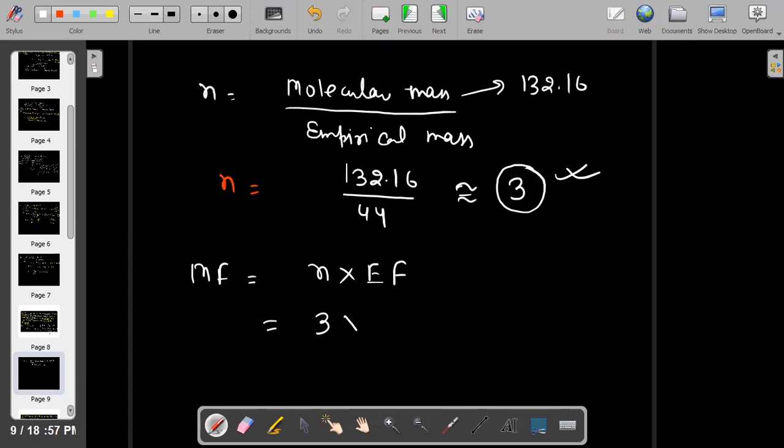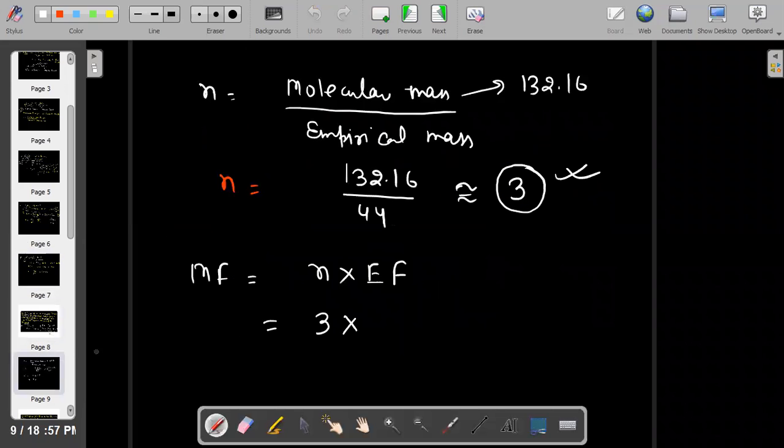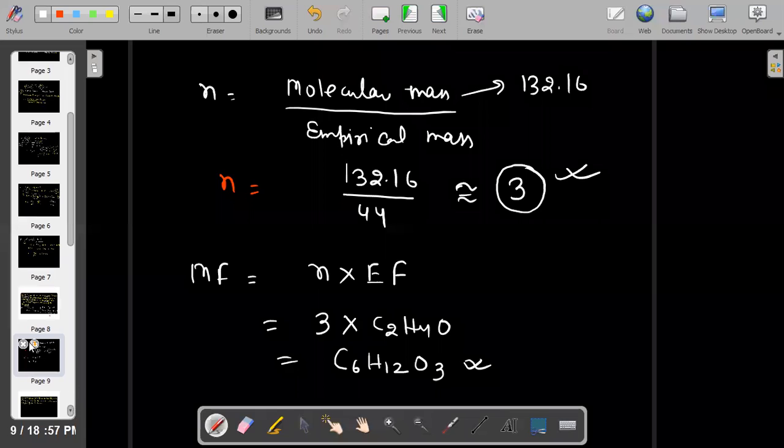What is n? 3. What is the empirical formula? Here it is given, C2H4O. So put it here. C2H4O multiplied by 3: carbon 2 times 3 is 6, hydrogen 4 times 3 is 12, and oxygen 3. Clear? C6H12O3. Now look, it's very simple. Clear? Now let's move to the next.